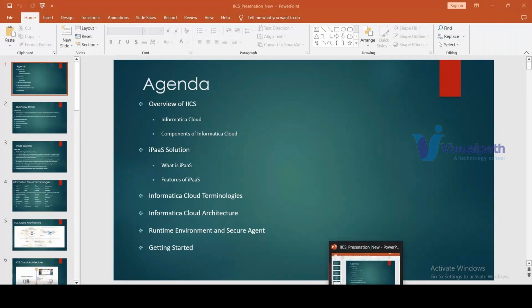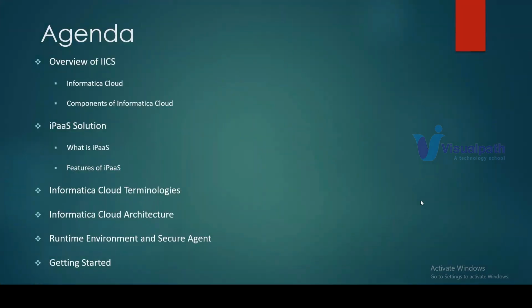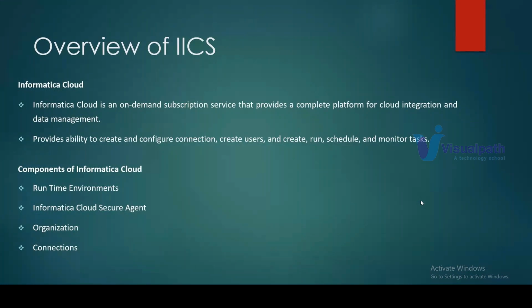Yes, you are audible. So we'll discuss the IICS overview and the components, and we'll discuss the iPaaS solution, the different cloud terminologies, and I'll explain the Informatica Cloud architecture. We're going to discuss the runtime environment, the Secure Agent, and how to get started with IICS. IICS stands for Informatica Intelligent Cloud Services. Moving on to the next slide, what is the actual meaning of Informatica Cloud?